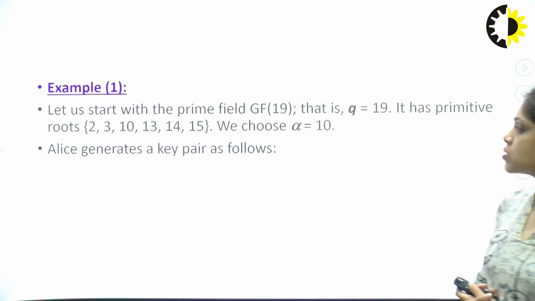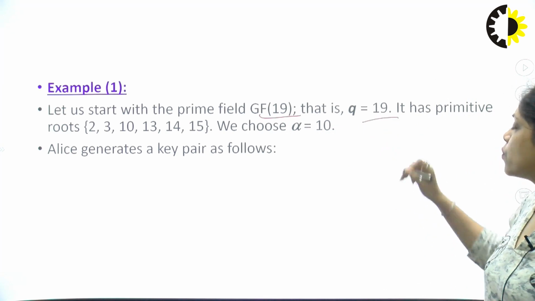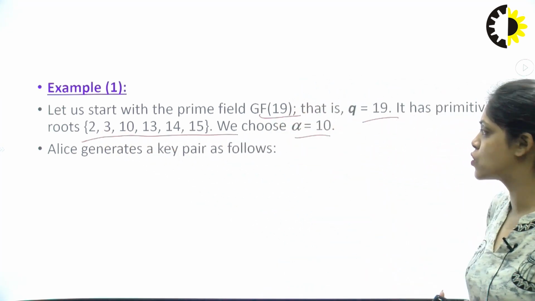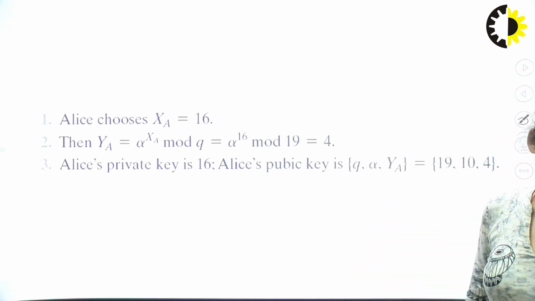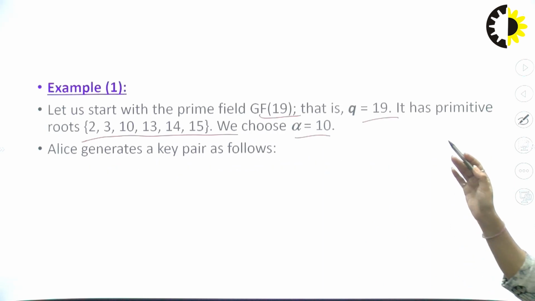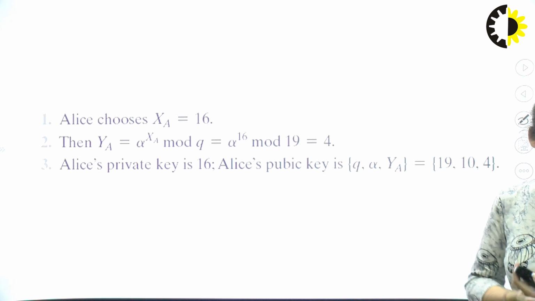Here is the question. The prime field GF(19) is taken, so Q equals 19. These are the primitive root values. Alpha equals 10. You can see over here how the values from this particular question are placed in the given equations.